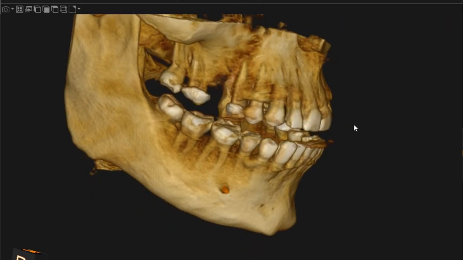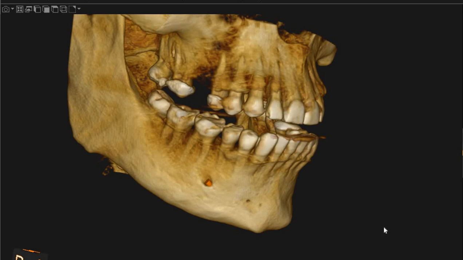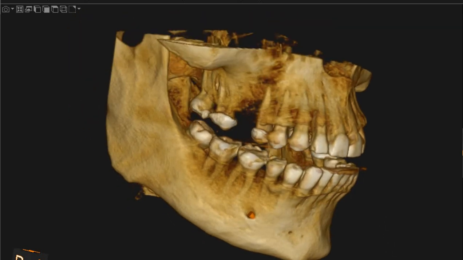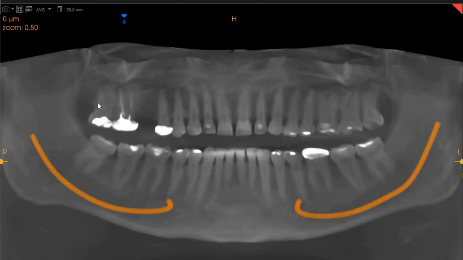This is the CBCT of the patient that you had requested. The area of interest is the upper right and the lower right quadrant. On the panoramic view, you can see that the upper right second molar is root canal treated with a crown prosthesis on top of it.